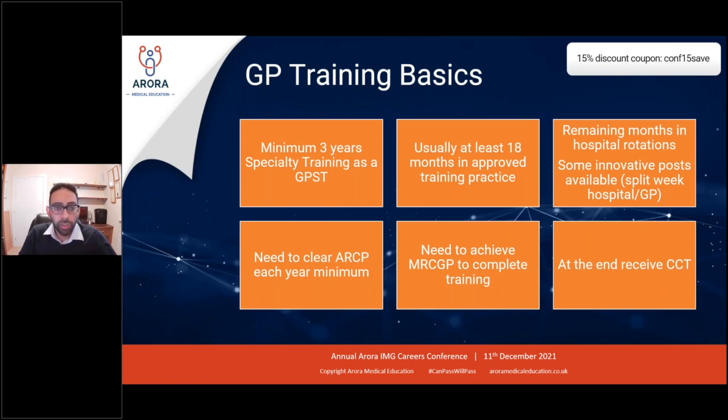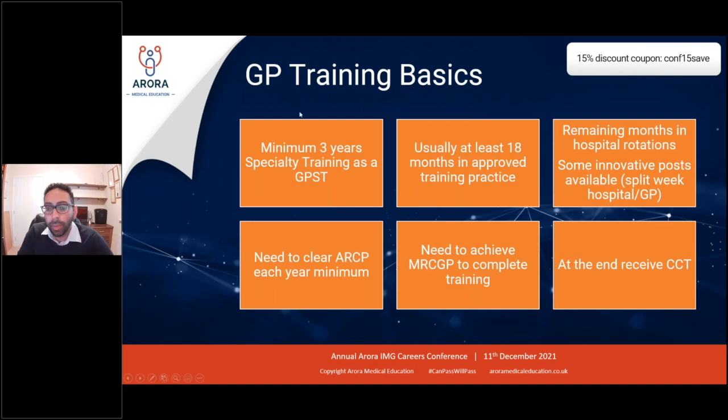So what are some of the basics for GP training then? It's a minimum of 3 years of specialty training as a GP ST, GP specialist trainee or registrar. There are some areas that do 4 years. Scotland, for example, has some 4-year posts, but generally it is still a 3-year training program, which is much less, of course, than lots of the other training programs. It's probably not enough. 3 years is not really enough to understand general practice inside out, but that's currently what the system is if you're applying.